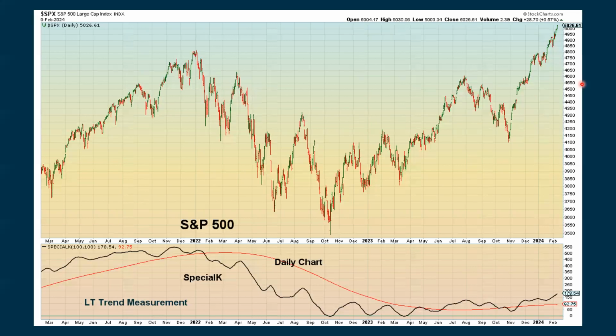This is the daily special K chart. This is a long-term oscillator. I mention this in every daily video, but we don't see very many signals here. So I wait and show it in this video where we're above the red line.